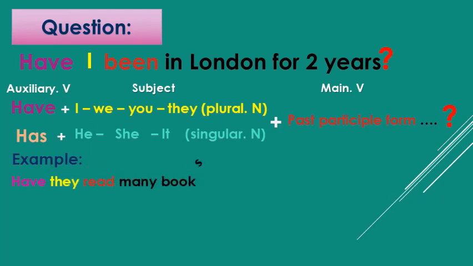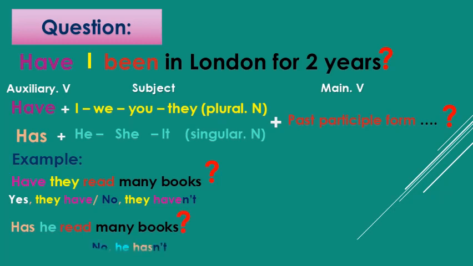Have they read many books? And if we start the question with have or has, the answer is a yes or no. إذا بدأنا السؤال بهاف أو has تكون الإجابة إما نعم أو لا. So here yes they have or no they haven't. Here we have another example. Has he read many books? So the answer is yes, he has, or no, he hasn't.